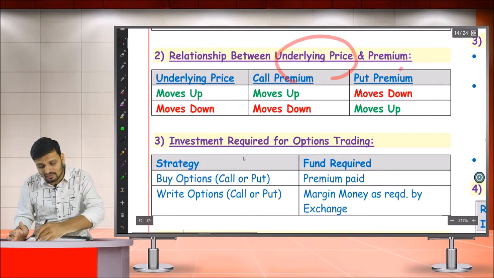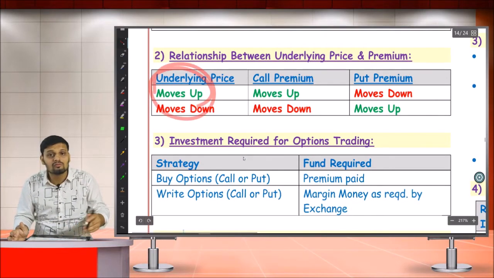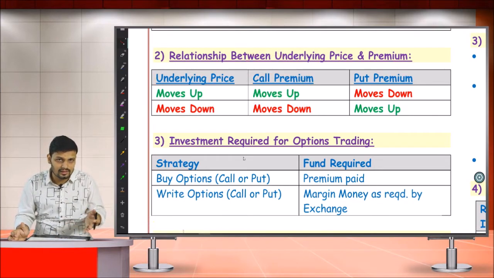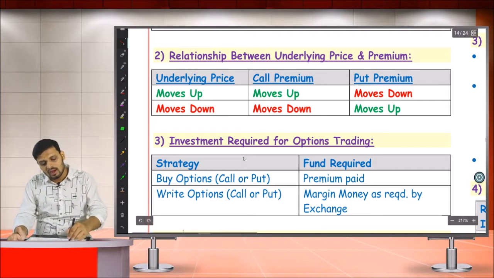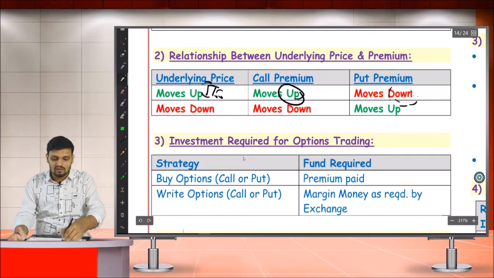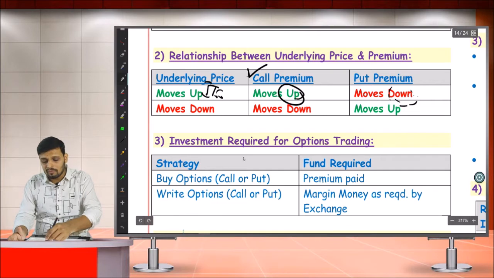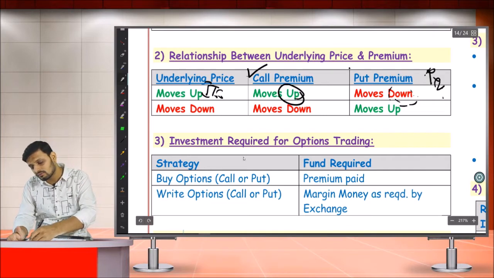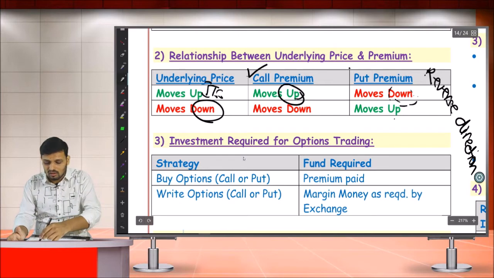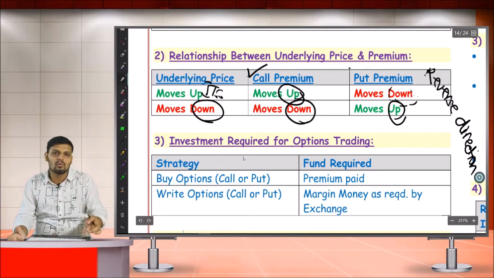Relationship between underlying price and premium. If the underlying price moves up, call premium will also move up. This is what I have told you recently. The entire example which I told you is all about this. Underlying price moves up. What is underlying price? ITC share price. ITC share price moves up, call premium will also move up, put premium will move down. So obviously, whatever direction call premium moves, put premium will move in the reverse direction. If the underlying price is moving down, put premium will move up, but call premium will move down.